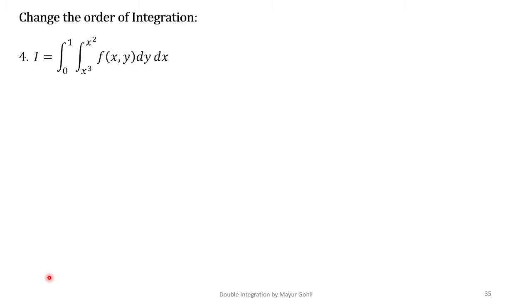I'm Mayur Gohil. Let us continue our discussion on change of order of integration with the following question in front of you. Here the double integral is given in the order dy dx, so it's a type 1 integral. We are very much familiar with all the video series that we have seen, and here you see that the innermost integral has two curves involved, that is y equals x cube and y equals x square. So let us plot them.